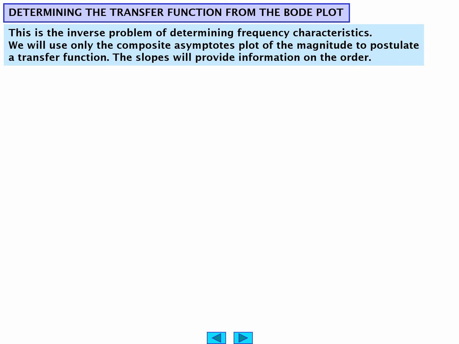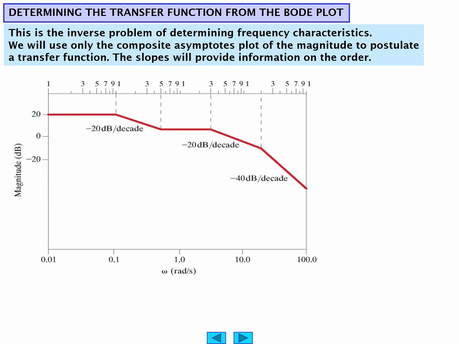So now we're going to do the reverse. We're going to figure out the transfer function from the Bode plot. And we got this curve. We're going to look at region A first.